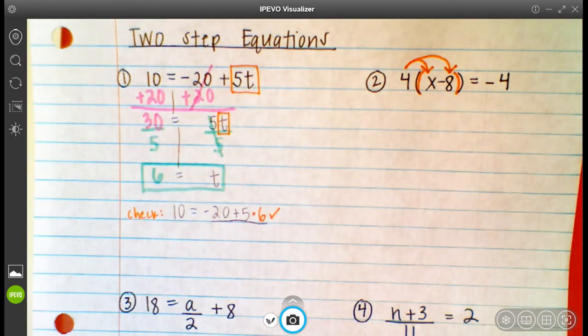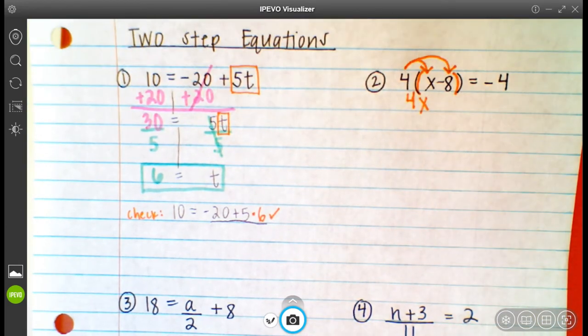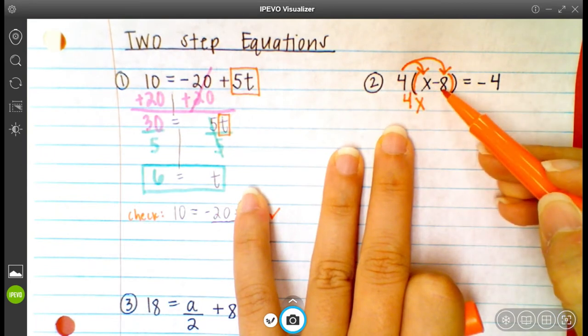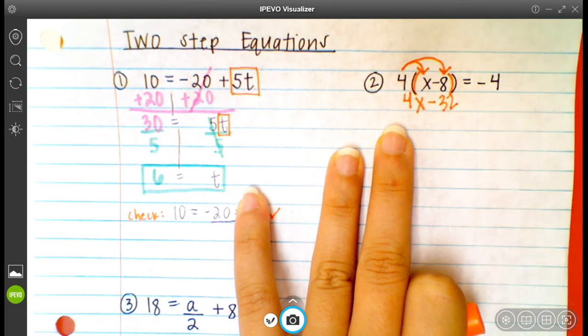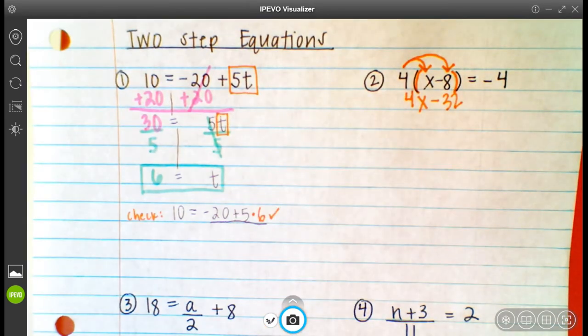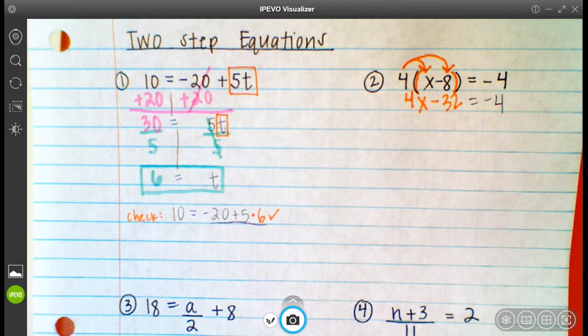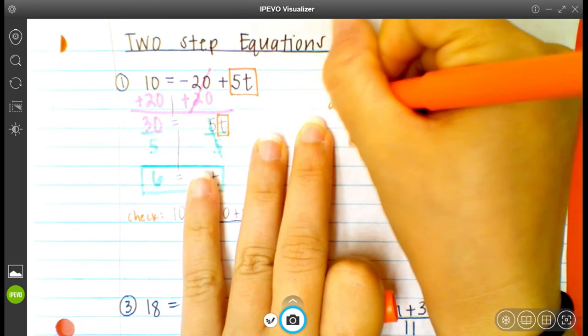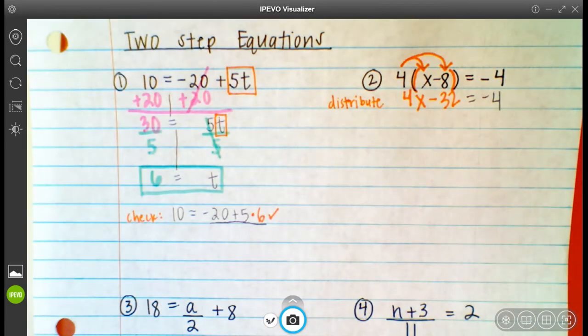So we're going to take 4 times x, which ends up giving us 4x. And we're going to multiply 4 times negative 8, which ends up giving you negative 32. And that should equal our negative 4. So watch out for those parentheses that triggers the distribute step. I may want to write that here, that this is distribute. And once we distribute, then we can identify our variable and what we need to go for here.